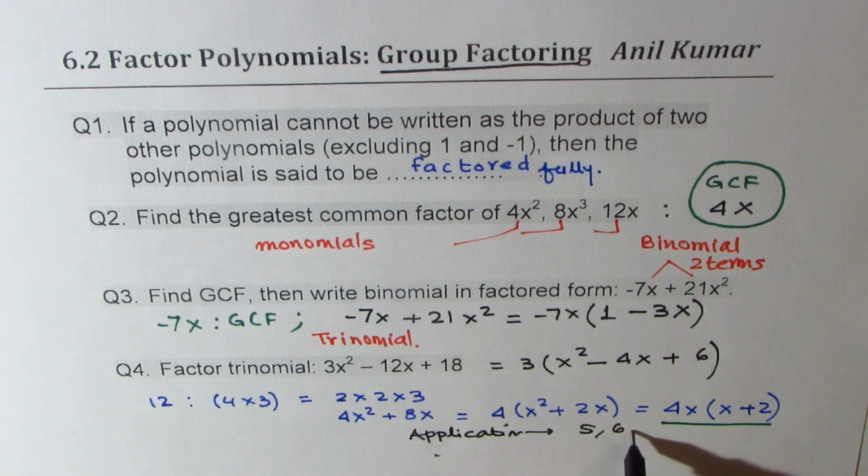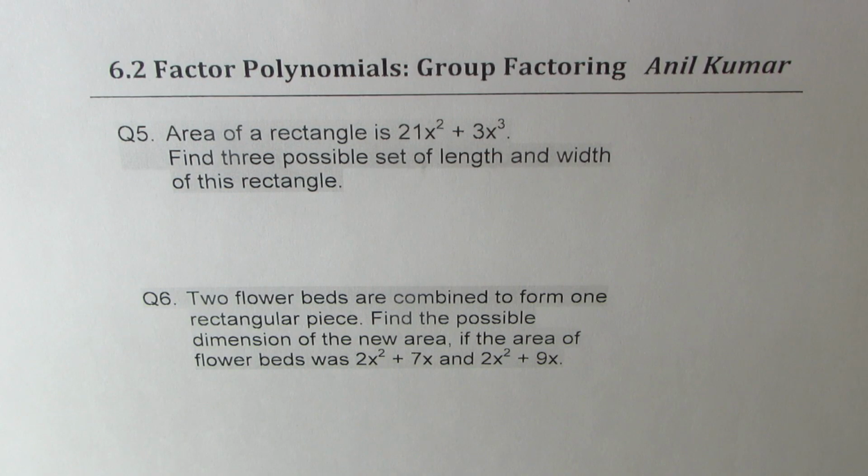Question number 5 and 6. Question number 5. Area of a rectangle is 21x squared plus 3x cubed. Find 3 possible sets of length and width of this rectangle.